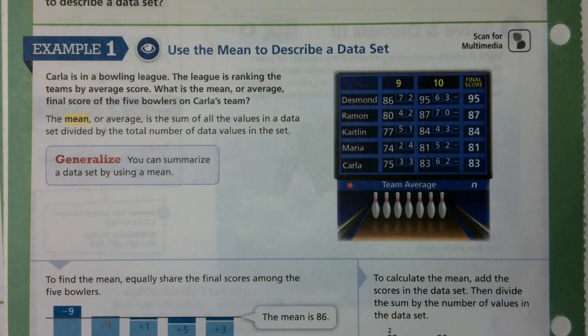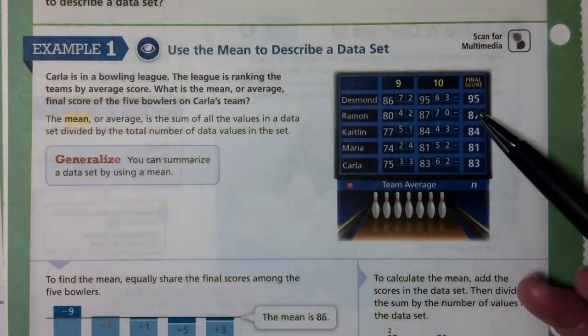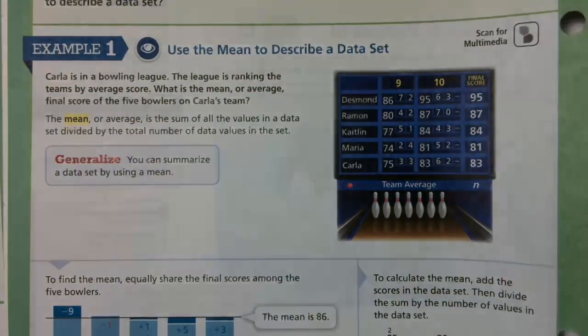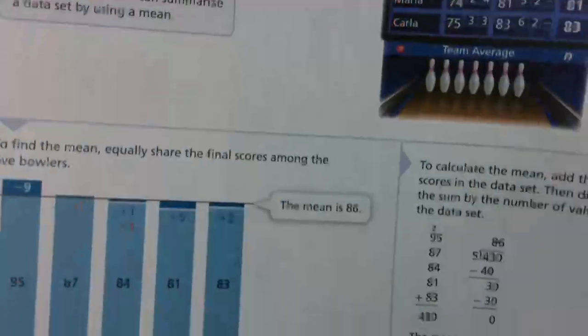The league is ranking the teams by average score. What is the mean or the average? Isn't that what I told you it was? What is the mean or the average final score of the 5 bowlers on Carla's team? Well, here's their bowling scores right here. The mean or average is the sum, that means add them all up, and divide by the total number of data values in the set. So, they're going to do that right down here.